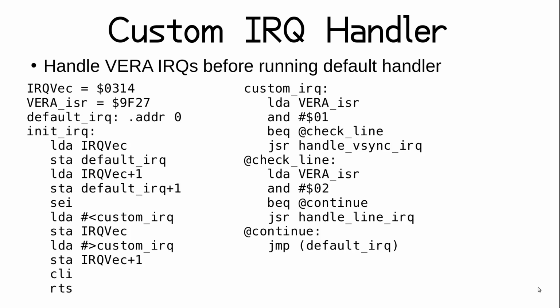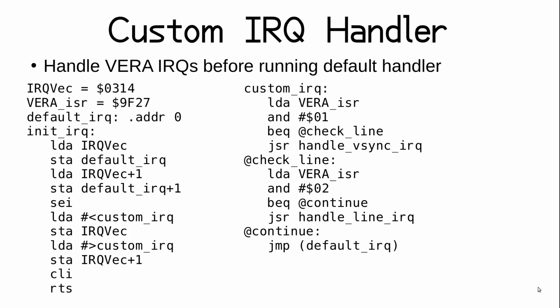Like before, we need to define the address of the RAM vector, this time using the IRQ vector. Then we need to define the VERA ISR register address so that we can check to see which IRQs we are dealing with. Again, we need a new place label to store the original address in the RAM vector, but this time called default IRQ, and we are actually going to keep calling it.